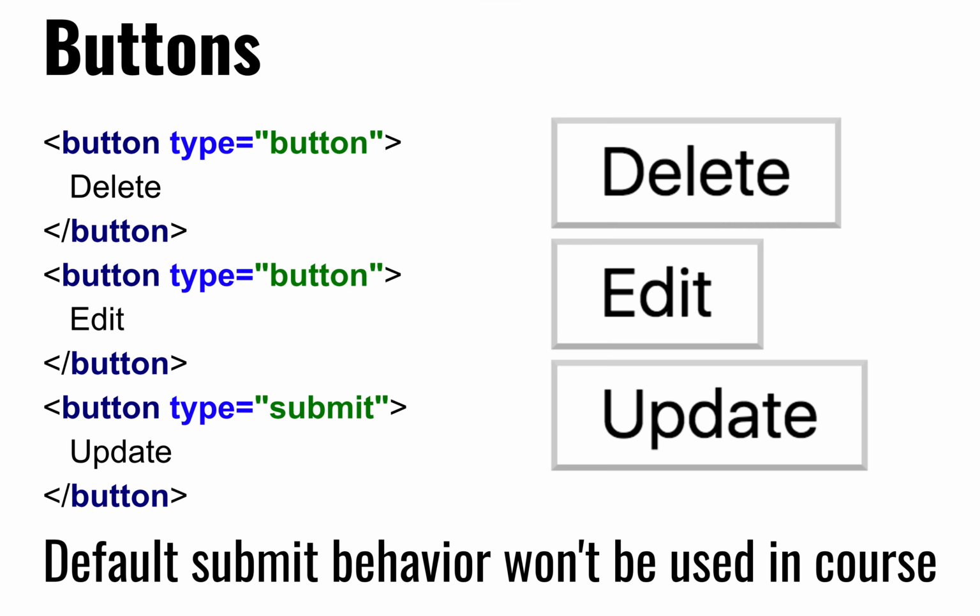Buttons. So buttons allow you to invoke actions, such as delete, edit, submit. Submit, if you create a form, will actually submit the form to the server. Right? That's the default behavior of a form and a submit button. Okay, we're not going to use that default behavior. Instead, we're going to use JavaScript to do that. All right, so we're not going to use submit. Instead, we're just going to use the plain old buttons and use JavaScript instead, right?